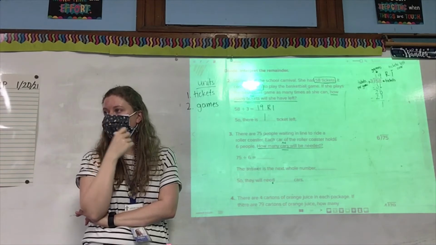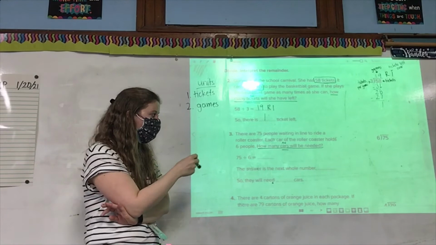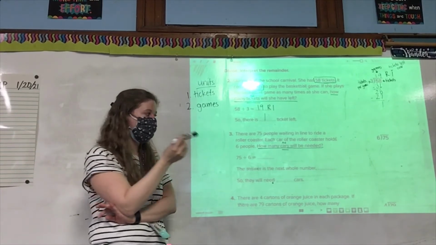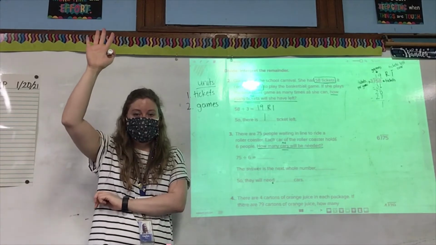Victoria? The quotient and the remainder. So now we know, in a division word problem, is the answer unit always the quotient?